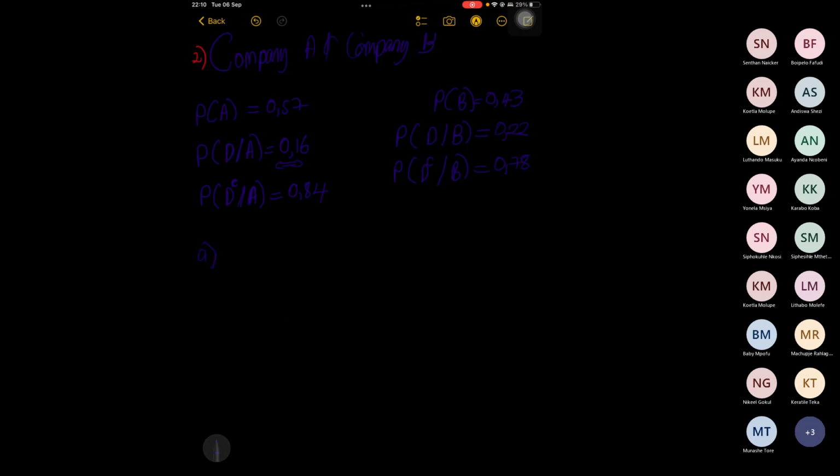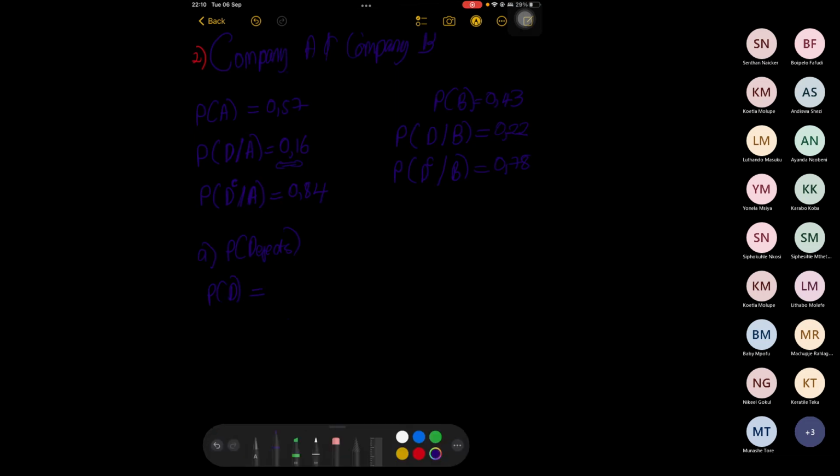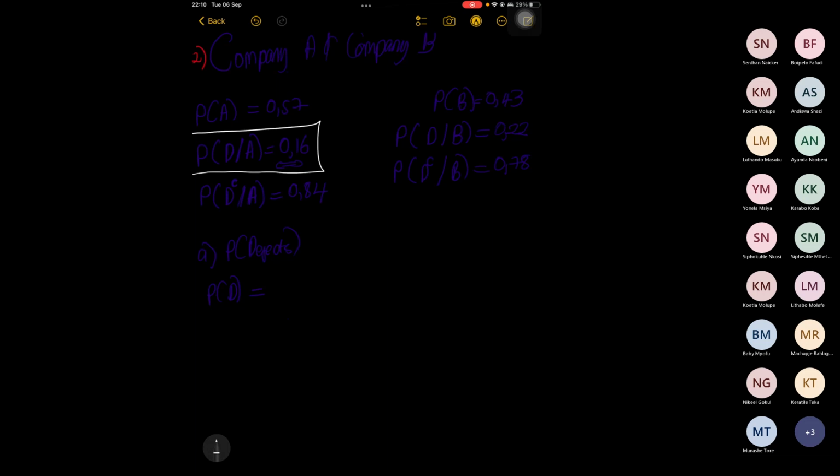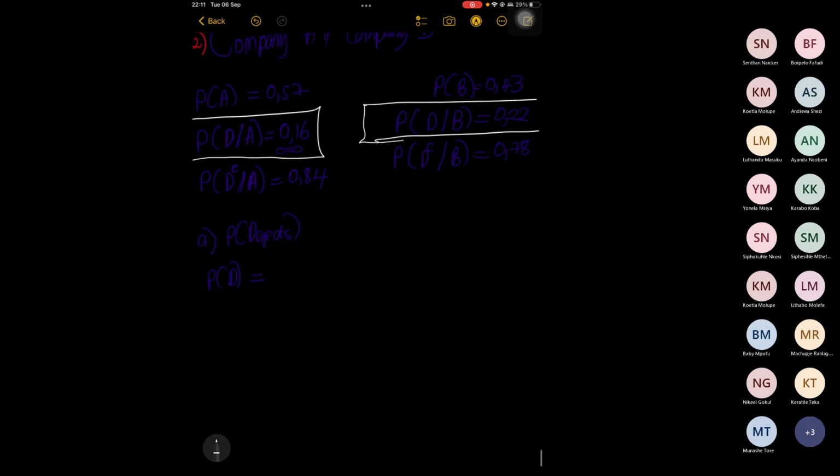Question A is saying, what is the probability that a randomly selected house in the housing project will have defects? So you're looking for the probability of defects, which is just the probability of D. How do you calculate it? Our house can have defects and come from A, or it can have defects and come from B.